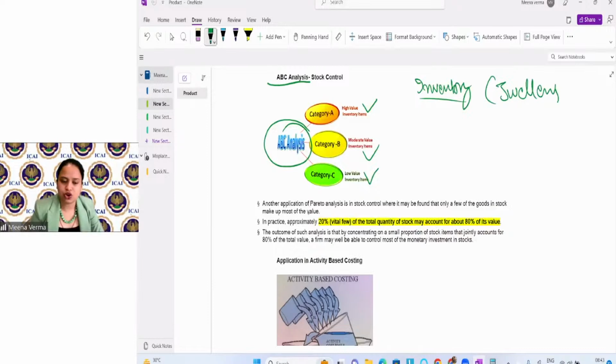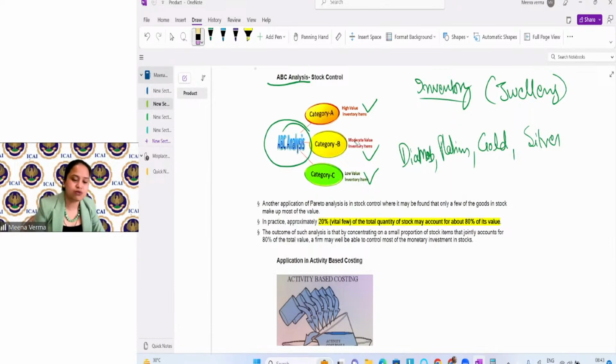I have a jewelry shop, so I can have gold jewelry. I have gold as an inventory. You know, I can have silver as an inventory. I can have platinum as an inventory. And I can have diamond as an inventory. You can imagine, out of all these inventories, what is the most expensive and valuable inventory?